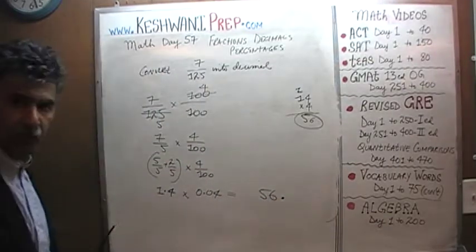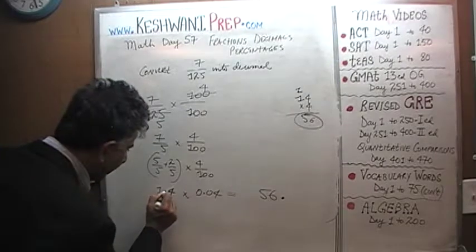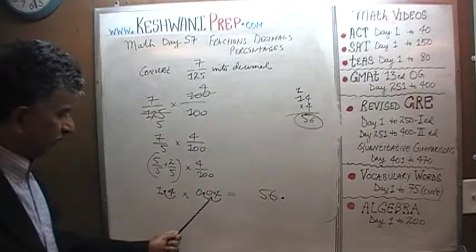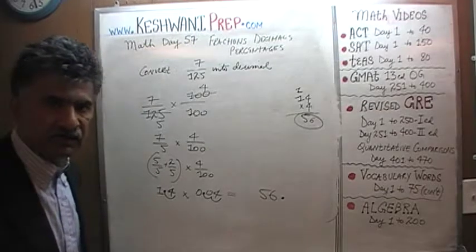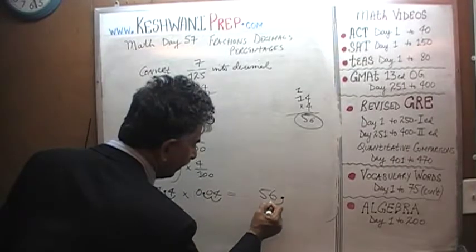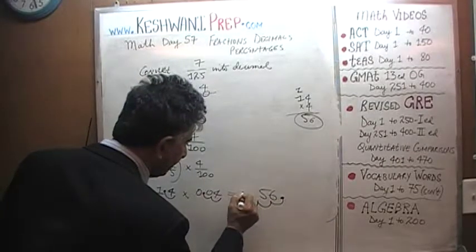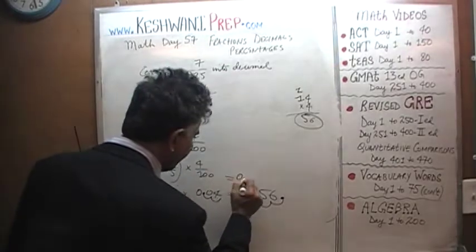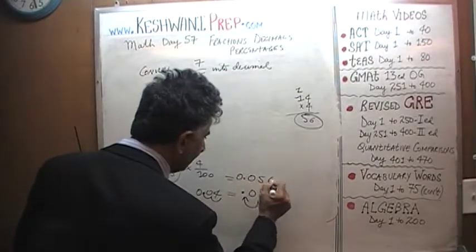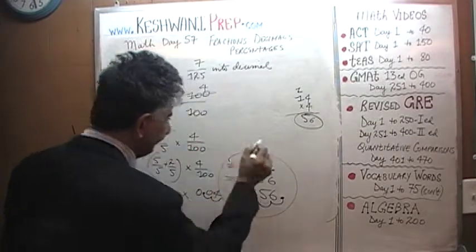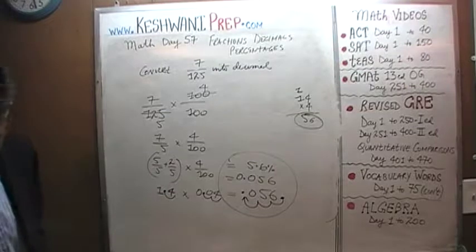And now we worry about moving our decimal point. 1.4 has one decimal place. 0.04 has two decimal places. One decimal place and two decimal places, so we need to move our decimal point three places to the left. 1, 2, 3. It's going to end up here with a 0 in the front. So the final answer is 0.056, which is the same as 5.6%. That's it. That was the final answer.